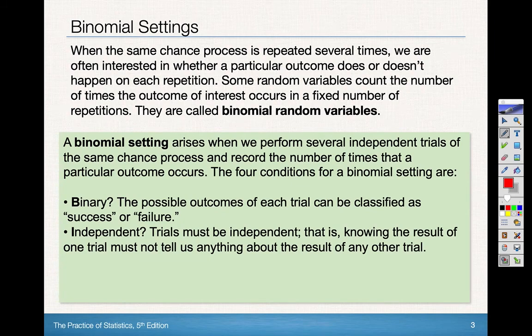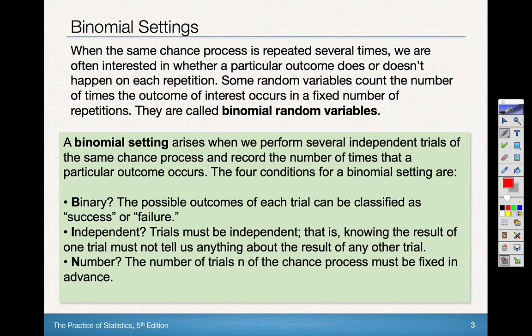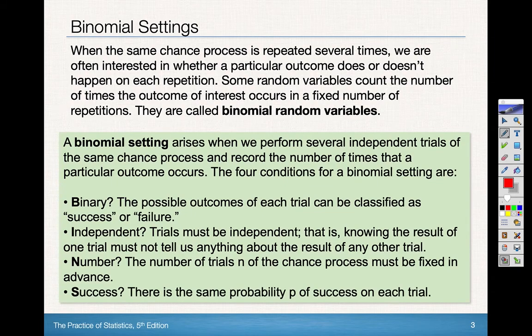Independent. Every trial must be independent of the next one, meaning knowing the outcome of one does not affect the outcome of the next. N is for number, but what it means is the number of trials is fixed. So you have a fixed number of trials in the whole setting you're creating. And then the probability of a success can never change. It is the same probability of a success on each trial.